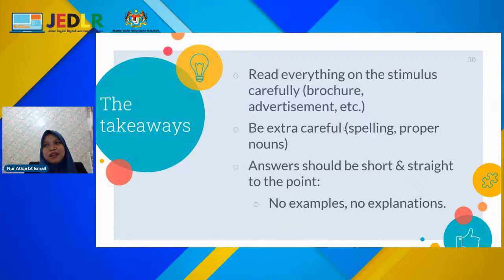Next, you need to be extra careful. Your spelling and proper nouns, make sure they are accurate. Very important. If not, your answer will not be accepted. And last but not least, the answers should be short and straight to the point. That means there should be no examples. For instance, the answer is fruits. If they give examples in the text like apples, pears, strawberries, you cannot write those in your answer space. Just write fruits. Be very precise, tepat. And also if they give you definitions or explanations, you need not write them in your answer space.